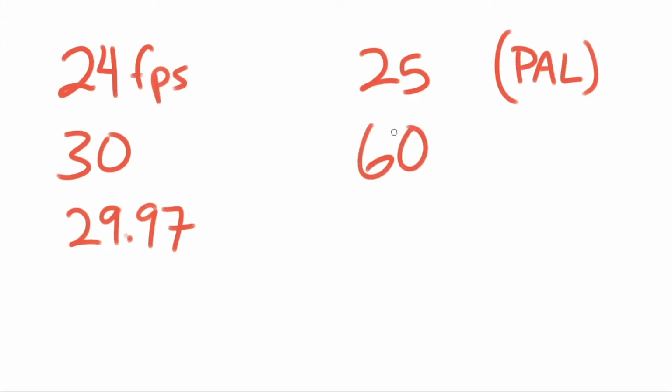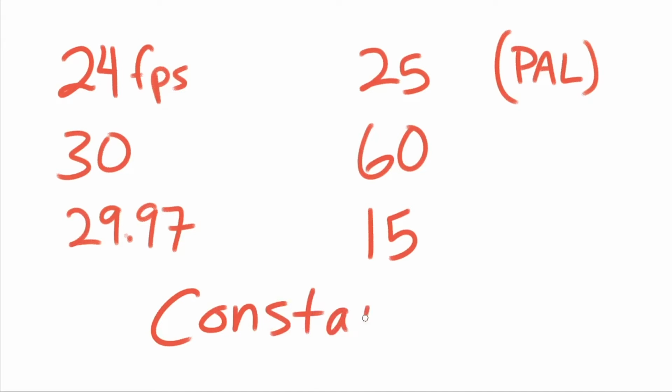25. This is the European standard, PAL. 60 frames per second. You see this in gaming or in high frame rate films. Maybe you have 15 frames per second for web videos, stuff like that. Whatever this number is, it is a constant. One video has one frame rate.